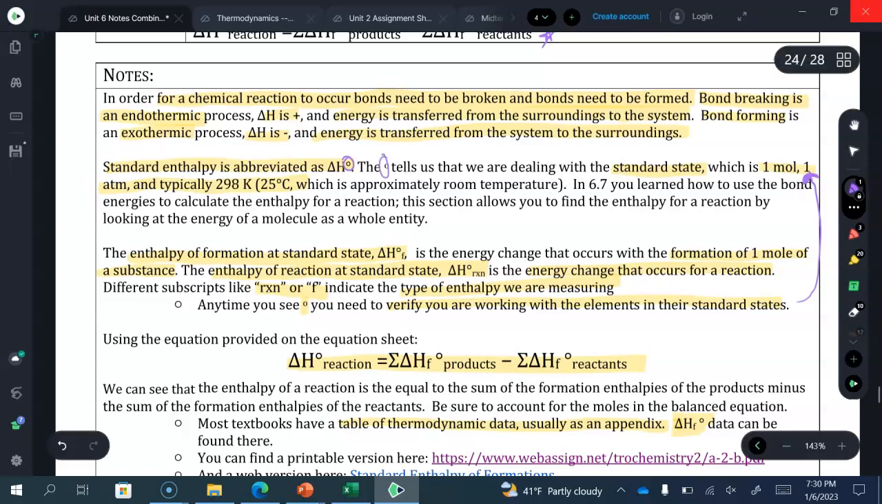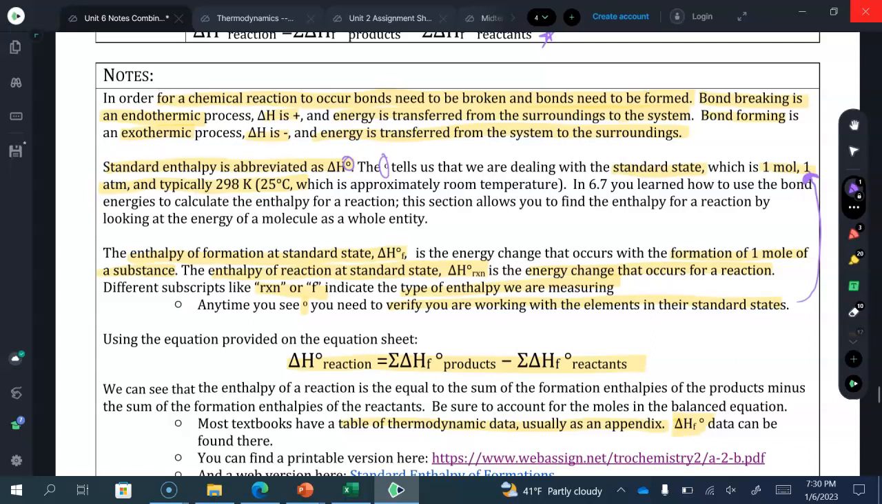Standard enthalpy is abbreviated as delta H with this standard little degree sign. This symbol here tells us that we are dealing with a standard state, which is 1 mole. So the standard state, like what standard conditions are for this reference point, is 1 mole, 1 atmosphere, so pressure is 1 atmosphere, and 298 Kelvin or 25 degrees Celsius, which is about room temperature.